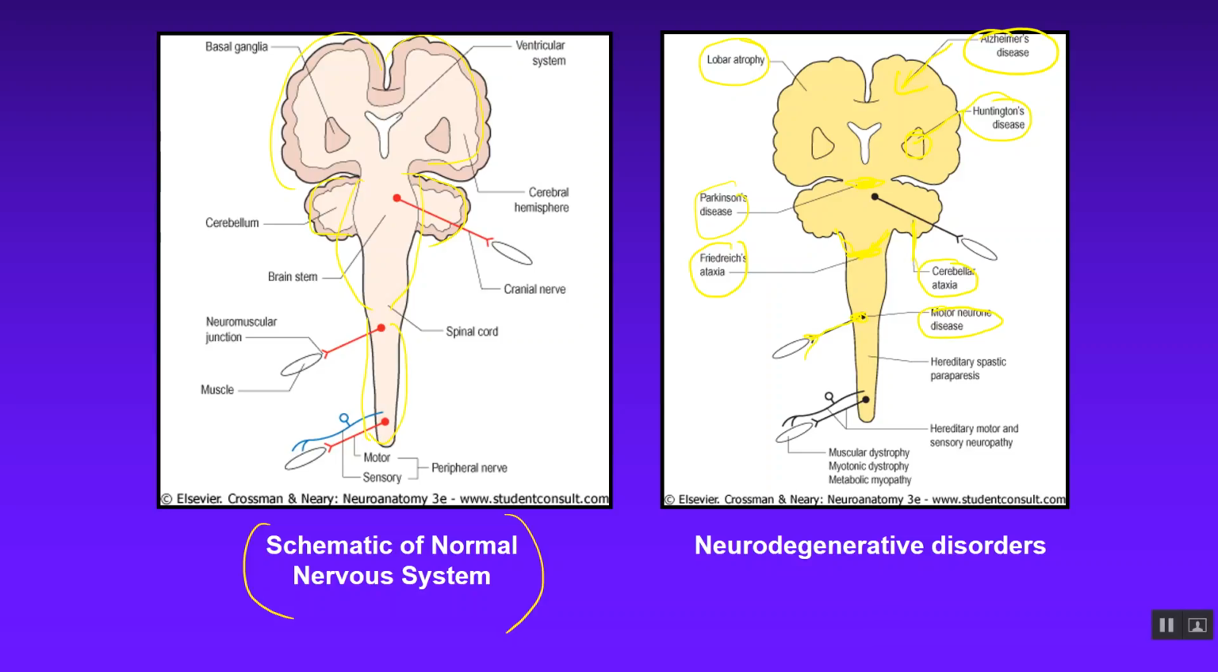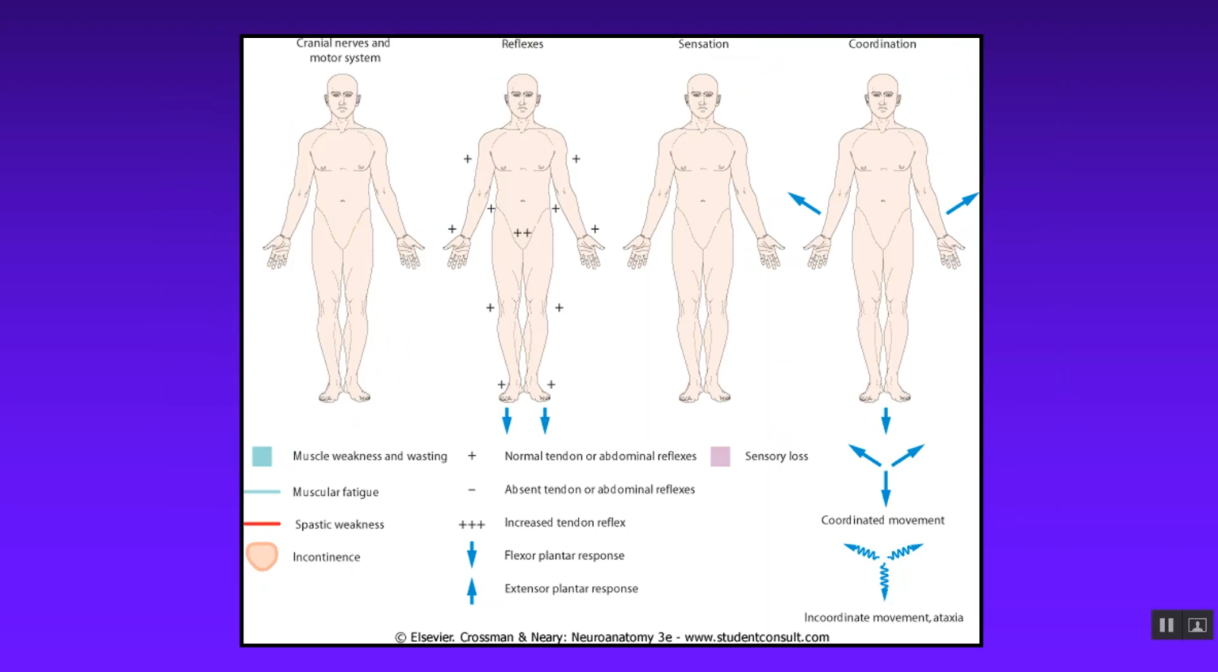But in some of the pictures, they'll show you the degeneration, like you might see a little extra atrophy of the cerebral hemispheres and those kinds of things. So I just wanted you to know what those pictures mean and pay attention to those.